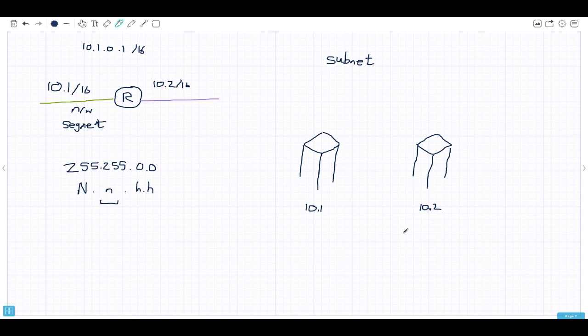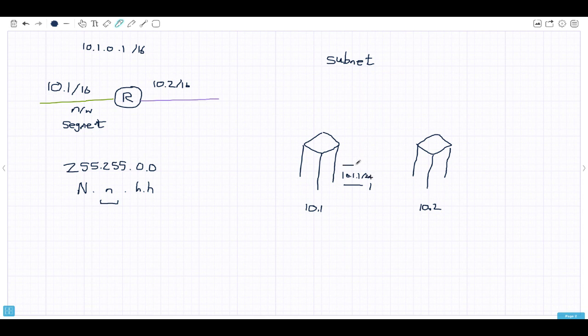Yeah? 10.1, 10.2. Fantastic. Now we could make everybody on floor 1 use 10.1.1/24.